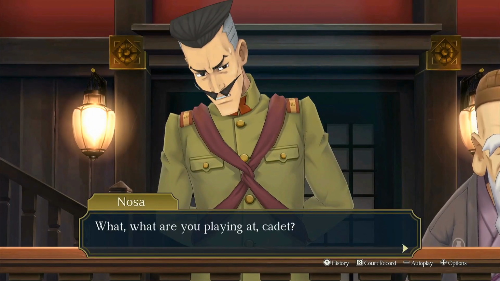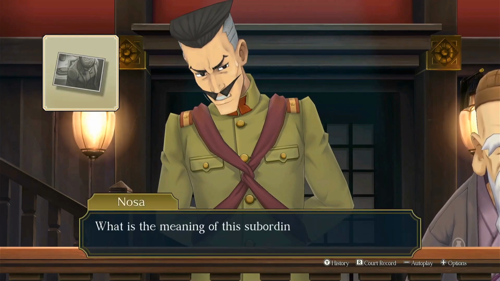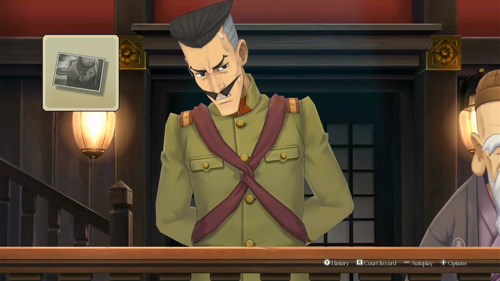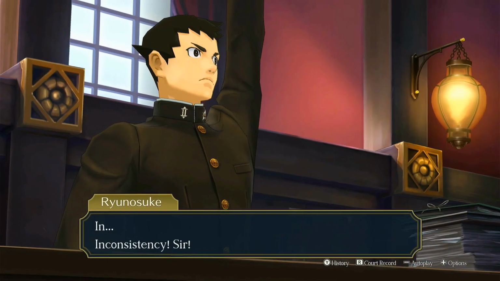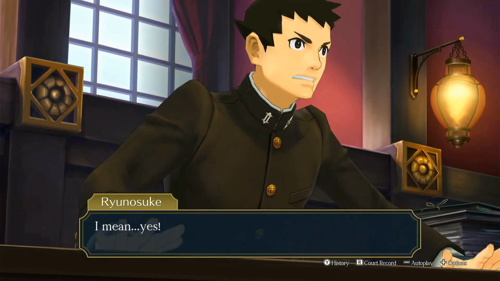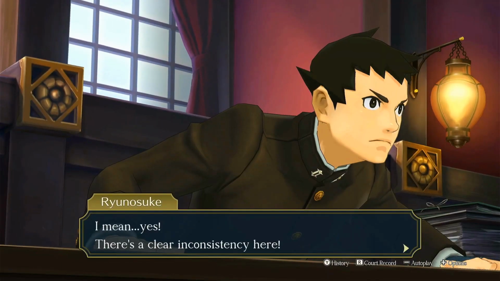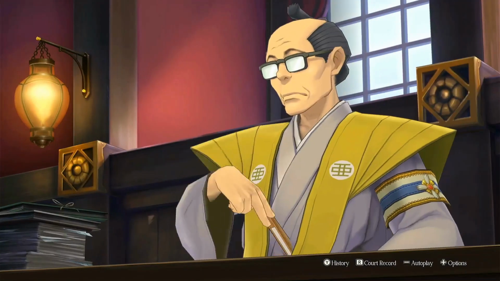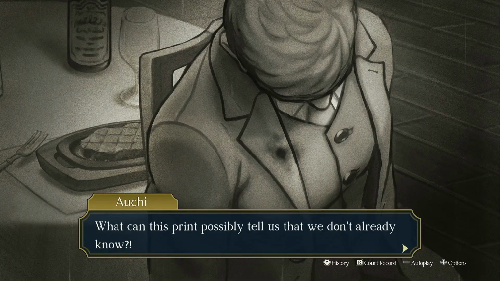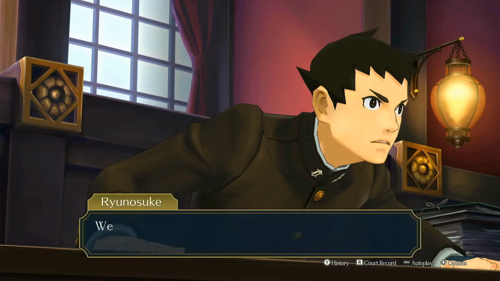Oh, what are you playing at, cadet? What is the meaning of this insubordination? Thrusting some photographic print in my mustache. Inconsistency, sir. I mean, yes. There's a clear inconsistency here. What nonsense! What can this print possibly tell us that we don't already know?